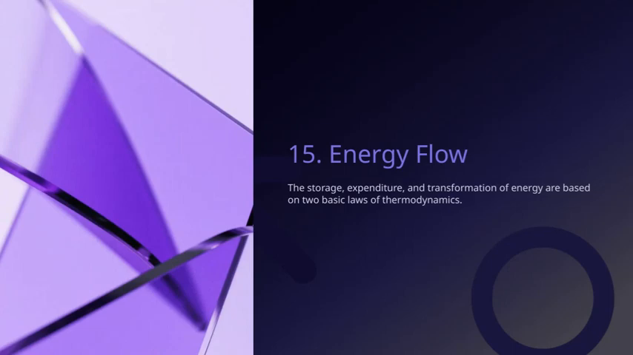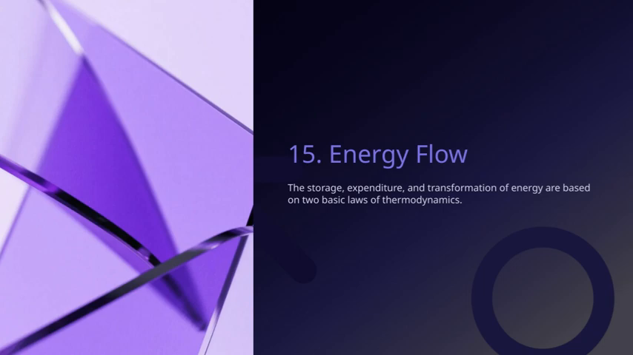Now, let's talk about energy flow. The storage, expenditure, and transformation of energy are all governed by two fundamental laws of thermodynamics. These laws help us understand how energy moves through systems and why certain processes happen the way they do. The first law, often called the law of conservation of energy, tells us that energy cannot be created or destroyed, only transferred or transformed. So, energy flows from one form or place to another, but the total amount stays the same.